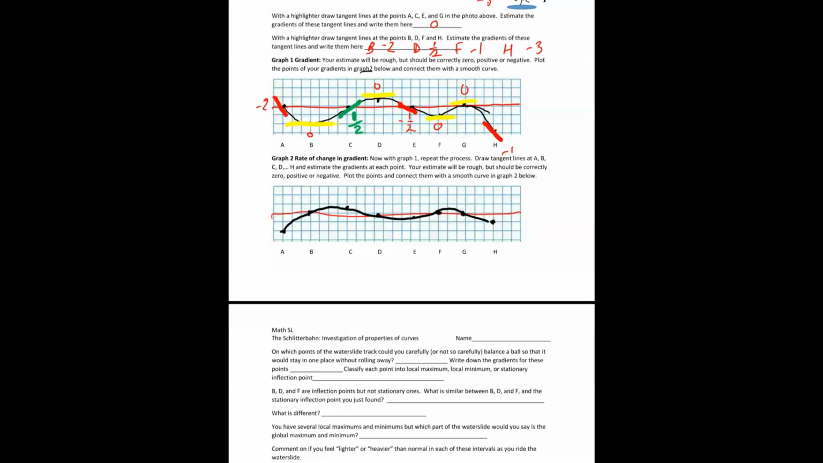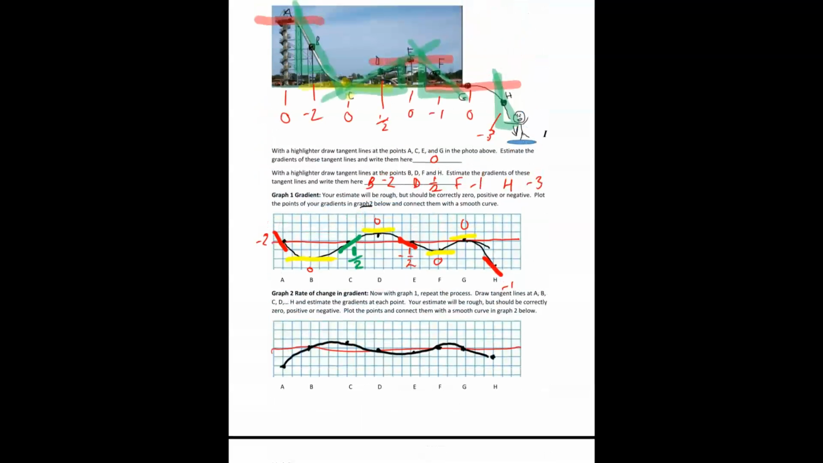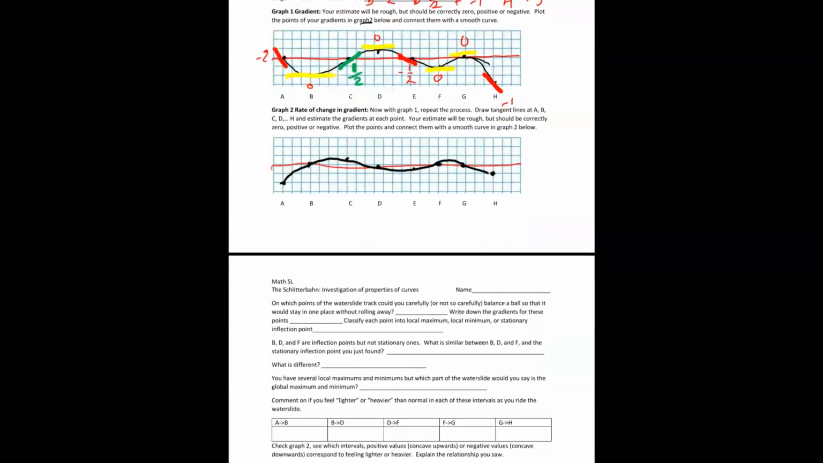On which points of the waterslide track could you carefully or not so carefully balance a ball so that it would stay in one place without rolling away? Okay, so let's go back to the waterslide track. Where could I precariously balance a ball that it might not roll away? Okay, so those would be the places where it's basically flat, right? So it would be A, F, G, and C, right? All the places where we said that the gradient would be 0 are places where you could precariously balance a ball just for a second, okay? So that would be A, C, E, and G. A, C, E, and G.